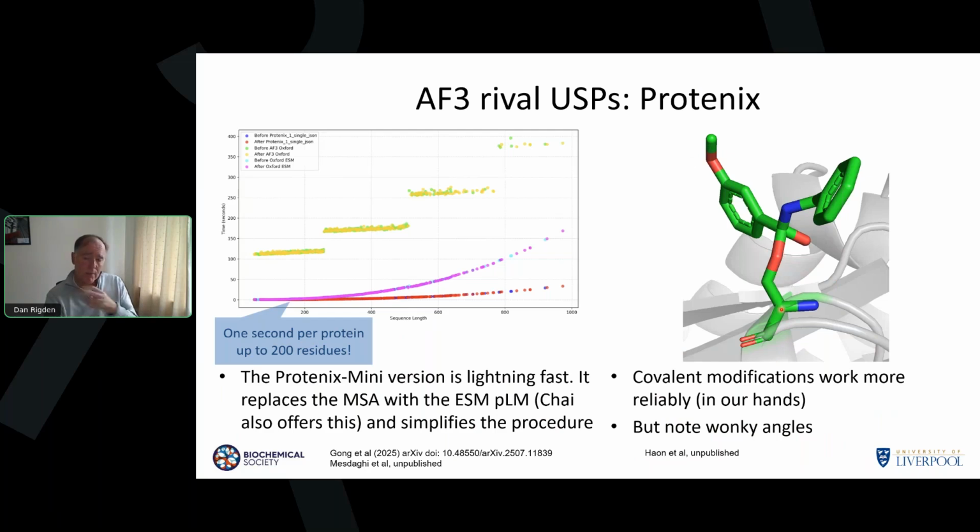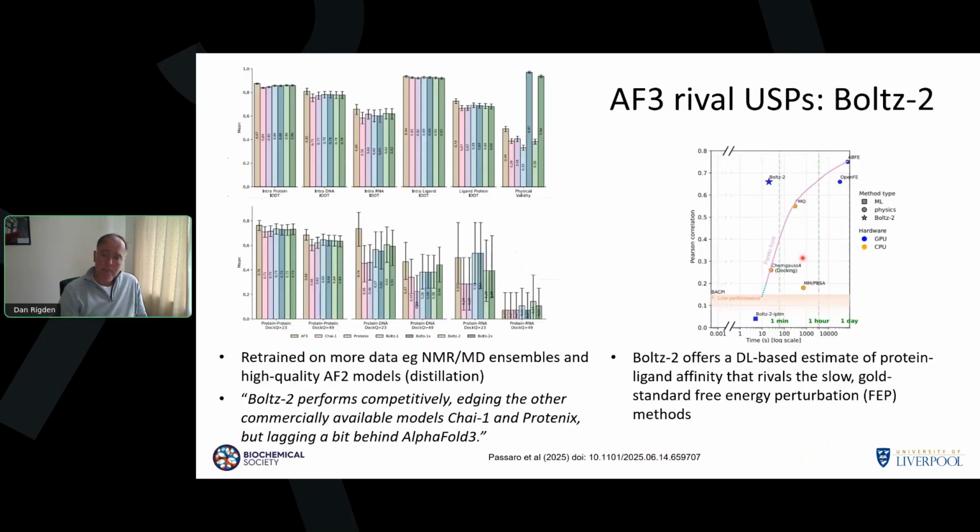We also find that Protenix, this is work from another student, Marga, is more reliable at modeling covalent modifications. Here, the covalent modification is the tetrahedral intermediate of a hydrolase enzyme. So we can model it. You will notice again these slightly wonky angles. So it's not perfect, but it is very convenient and works more reliably than AlphaFold 3 in our hands.